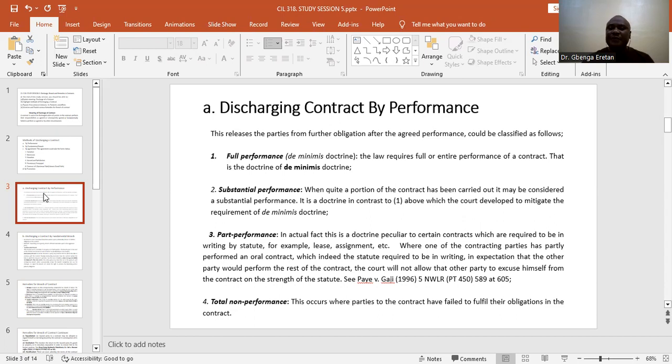Or where an oral agreement is entered and it is reduced to writing, and one party has performed its own responsibility, the law will not allow the other party to take advantage of the party that has performed his or her responsibility. Total non-performance. In this case, none of the party performed the responsibility as agreed in the contract. Therefore, the contract could be discharged for non-performance. In other words, it could be said that there is no contract between the parties that are involved in the agreement.